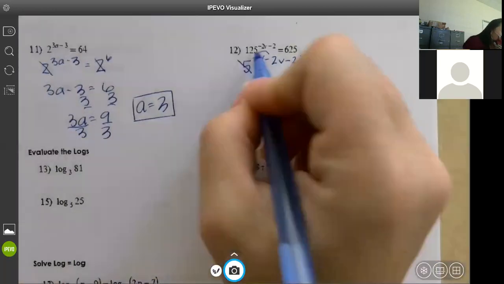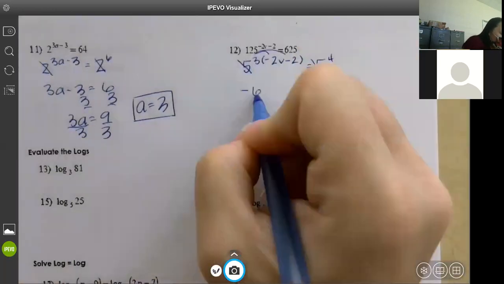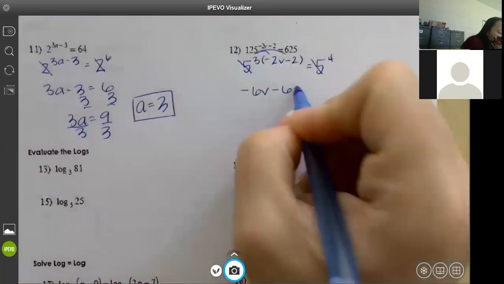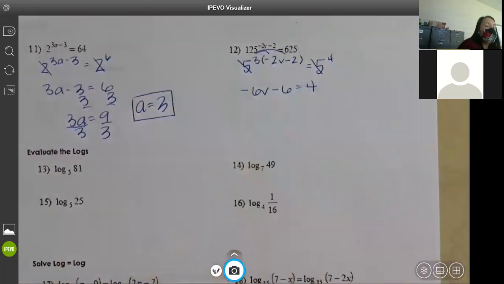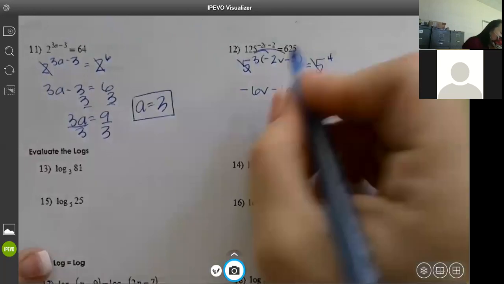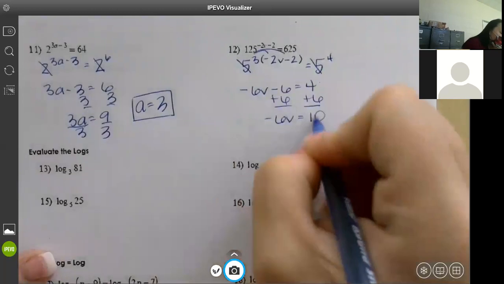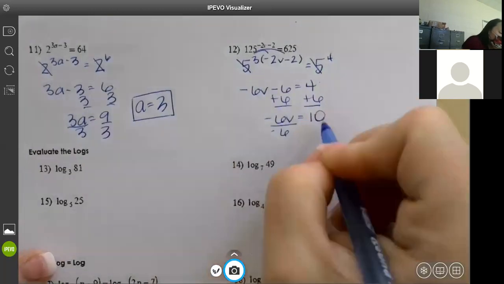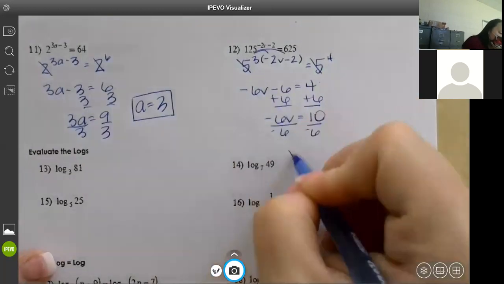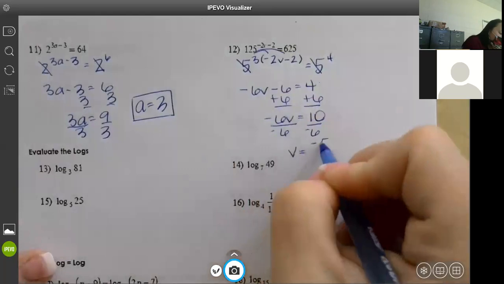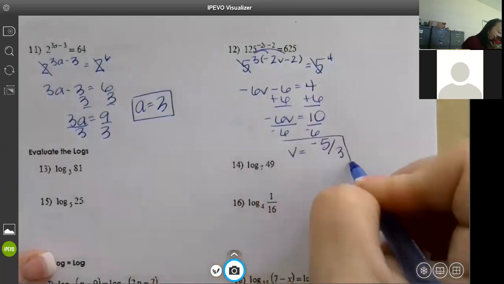We're going to distribute the 3. We get negative 6b minus 6 equals 4. And then solve the equation. We're going to add 6 to both sides. We get negative 6b equals 10. Divide by negative 6. And we get negative 5/3.